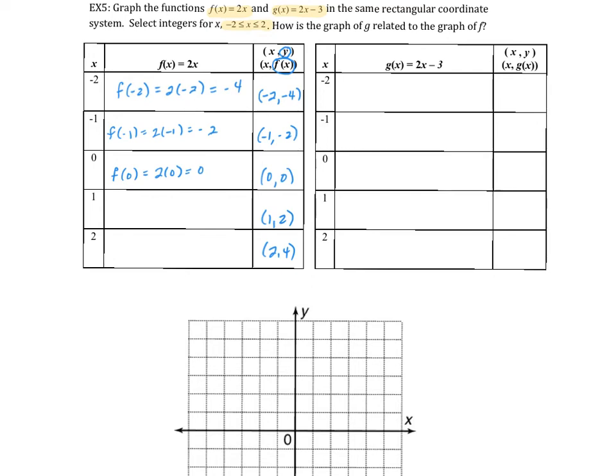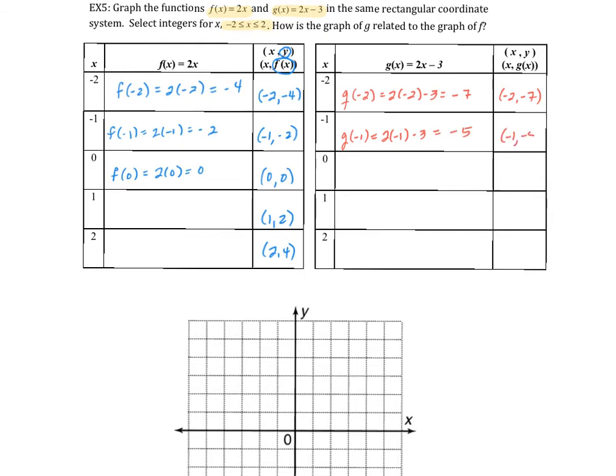Let's look at the function g of x. So g of x is equal to 2x minus 3. If I put in -2, then g of -2 is equal to 2 times -2 minus 3. So that's going to be -4 minus 3, which would turn into a -7. The ordered pair is -2, -7. And then g of -1 is equal to 2 times -1 minus 3. So that's -2 minus 3 would be a -5.